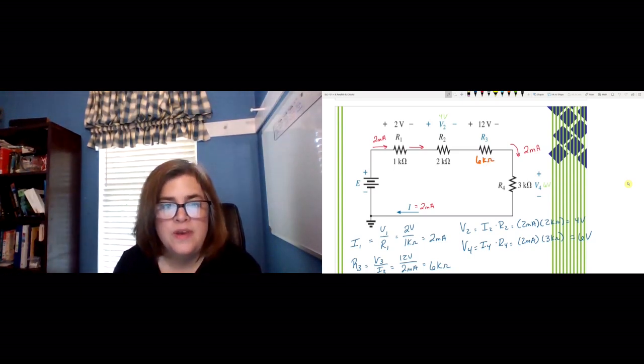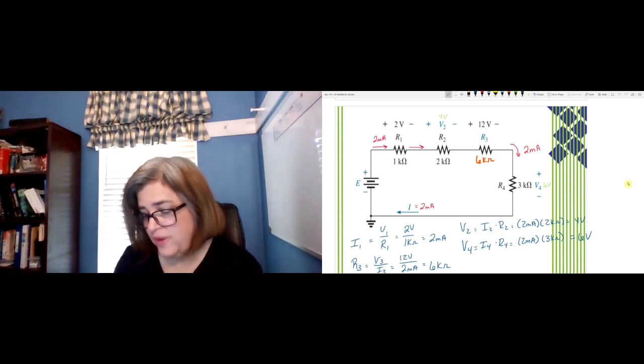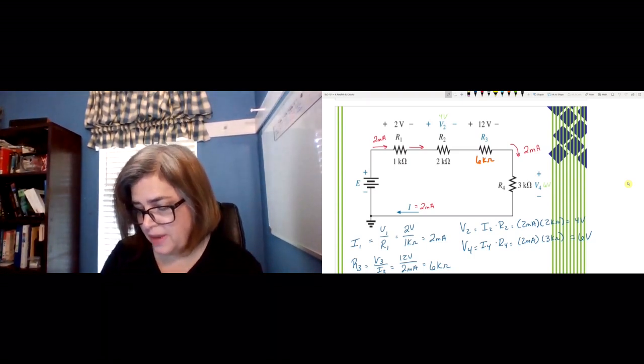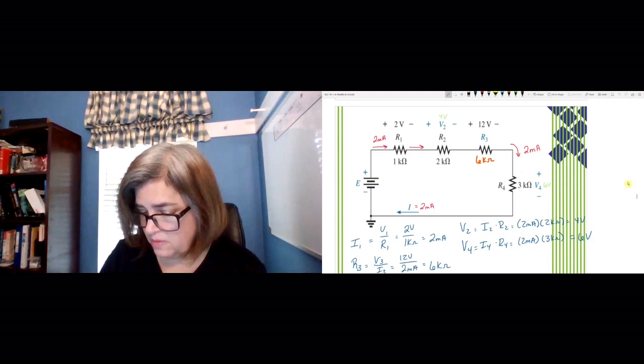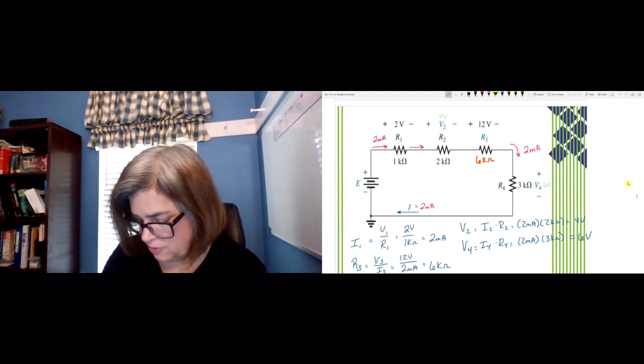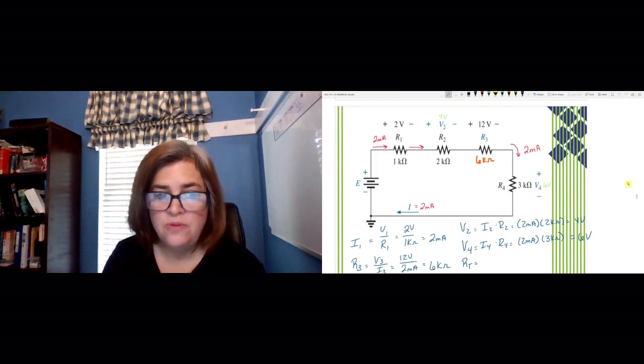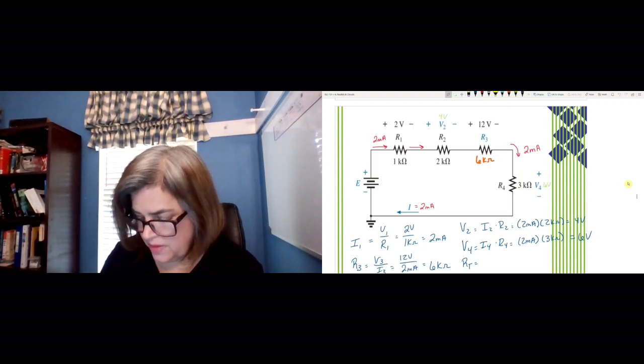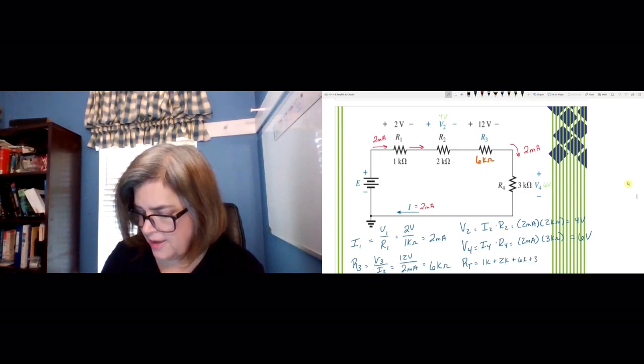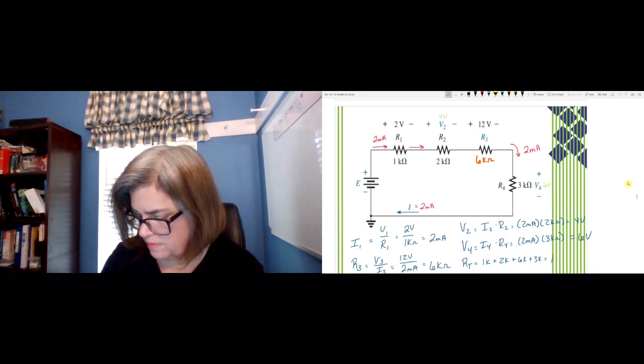Okay, now all that we have left is to find our voltage source. So there are a few ways of doing this. I'm just going to pick one way. One way would be to find our total resistance. And all of our resistors are in series, and now I know them all, so that's just going to be the sum of all of these resistances. So 1K plus 2K plus 6K plus 3K. So we have 9, 10, that looks like 12 kilo ohms there.